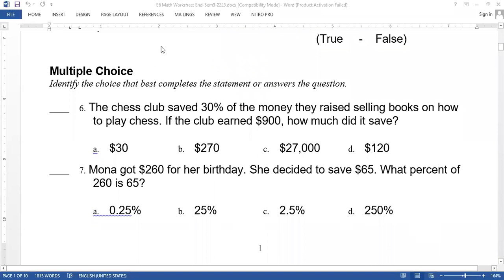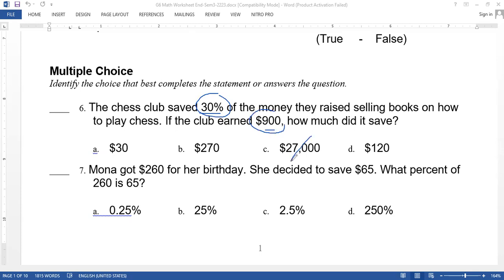The chess club saved 30% of the money they raised selling books on how to play chess. If the club earned 900, how much did it save? Again, we need to find, because we have the percentage and we have the whole money, and we want to know how much it saved.